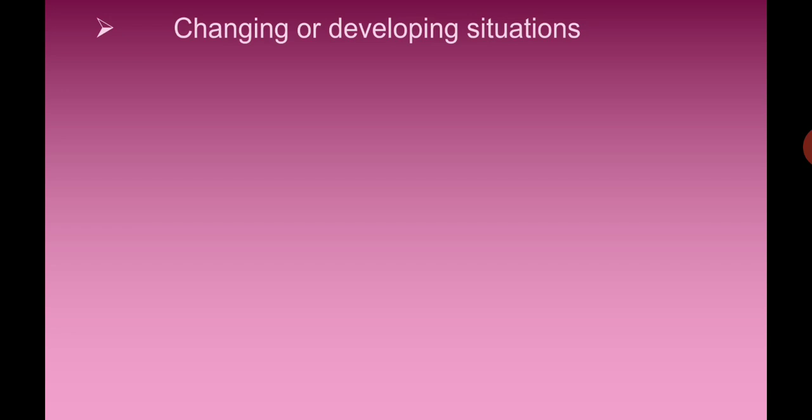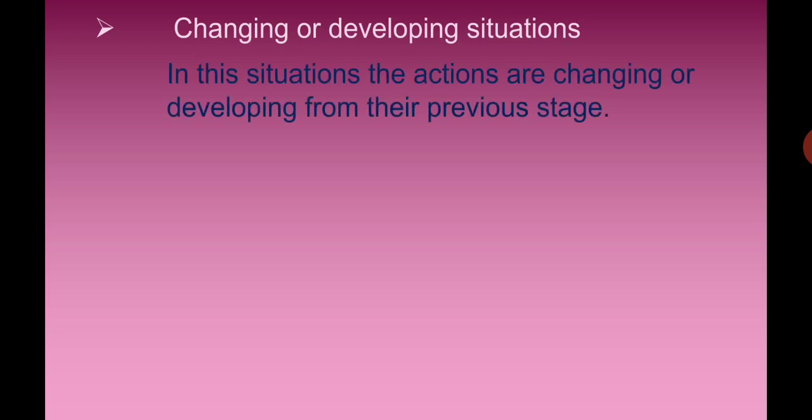The next rule of the uses of the present continuous tense is changing or developing situation. What it means is that in this situation the actions are changing or developing from their previous stage. It will be going to a better or worse condition. Okay. Developing means change.